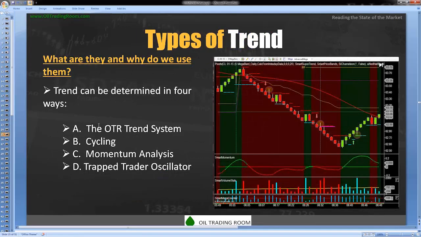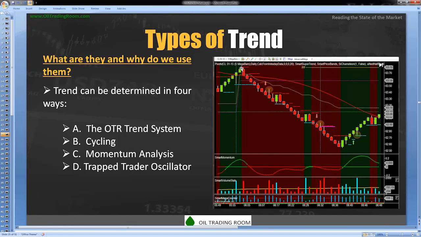So, types of trend. What are they, and how do we use them? There are 4 ways that you can determine trend in the room. The trend system that we just discussed, and then cycling. So how's the cycling work? Cycling's so easy in the room. Now you can get into more complicated ones, and you'll learn that if you hang out long enough, if you take the time to learn it.